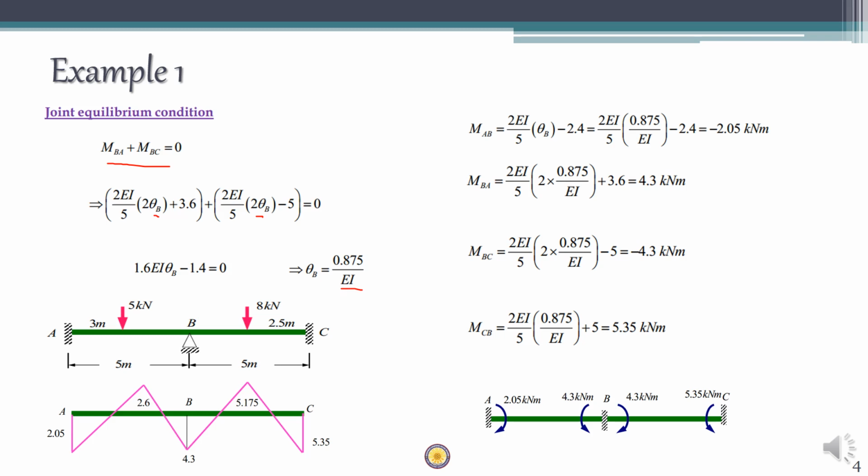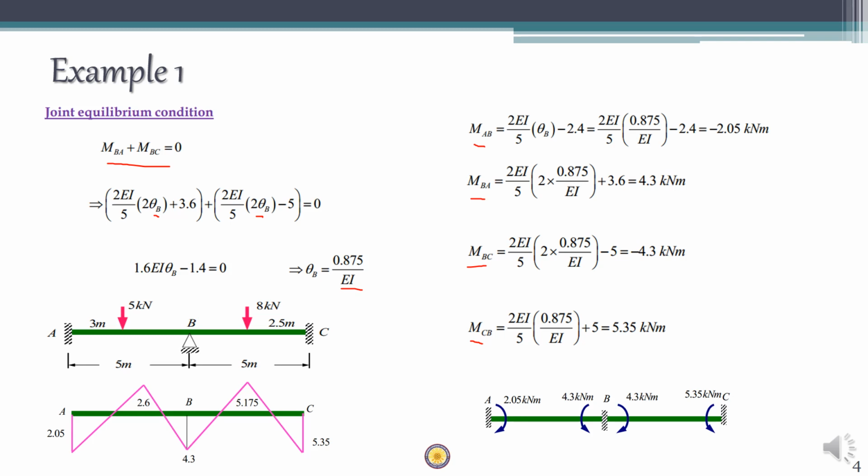Okay, so once theta B is known, we'll go back to the slope deflection equation in the previous slide. There every support moment was related to theta B. So you have to substitute this particular theta B value in the previous slope deflection equations so that you can find out all the support moments, which are MAB, MBA, MBC and MCB. Okay, so MAB is minus 2.05, MBA is 4.3 positive.